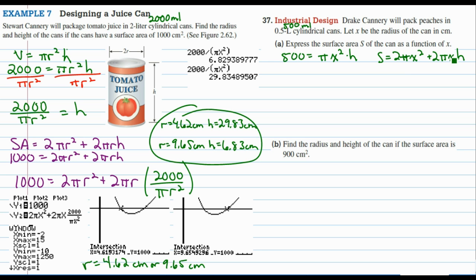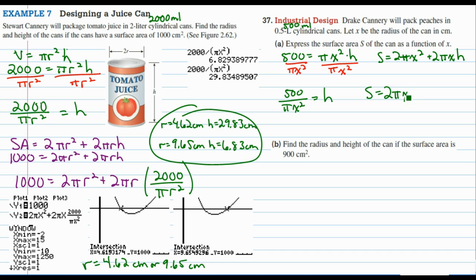Okay, x is the radius. H needs to disappear. So I need to find something that h equals that has x in it. Well, that comes from this other side. So I'm going to divide both sides by pi x squared. And I get 500 over pi x squared equals h. Now h has an expression that only has x variables in it, so I can plug that into my surface area.